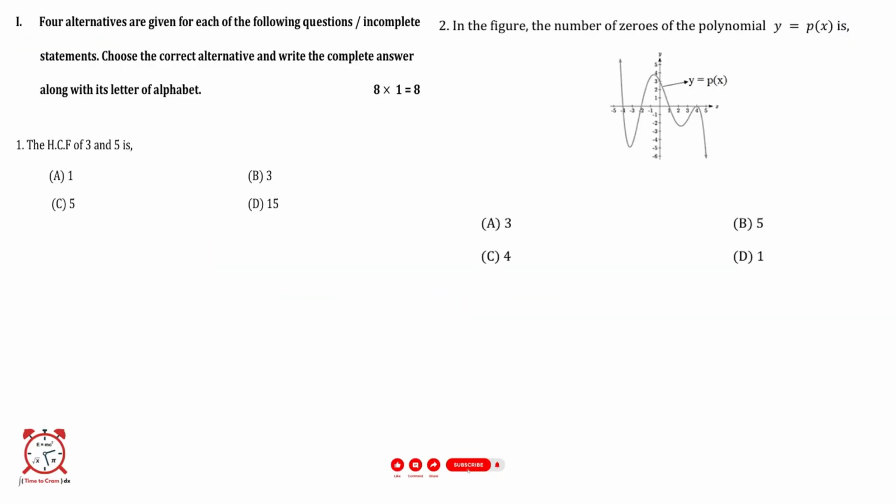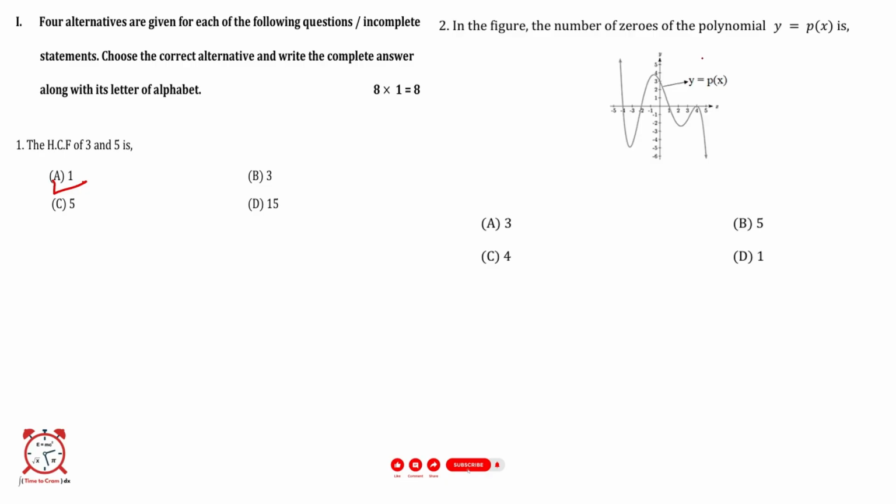First question is the HCF of 3 and 5. We know that 3 and 5 are prime numbers. A prime number has only two factors, 1 and the number itself. So they do not have any other common factor between both. So that is why the HCF is 1.